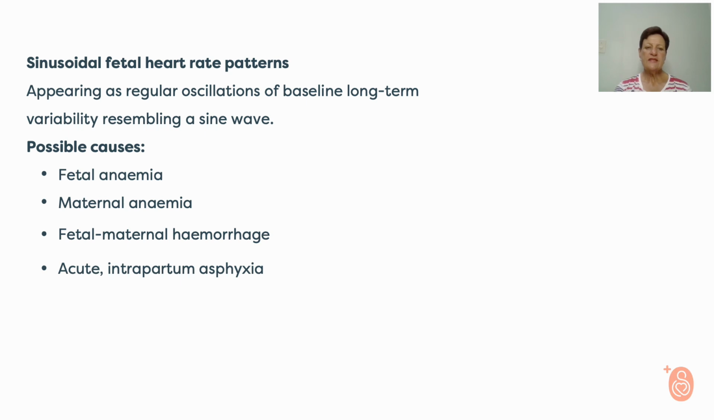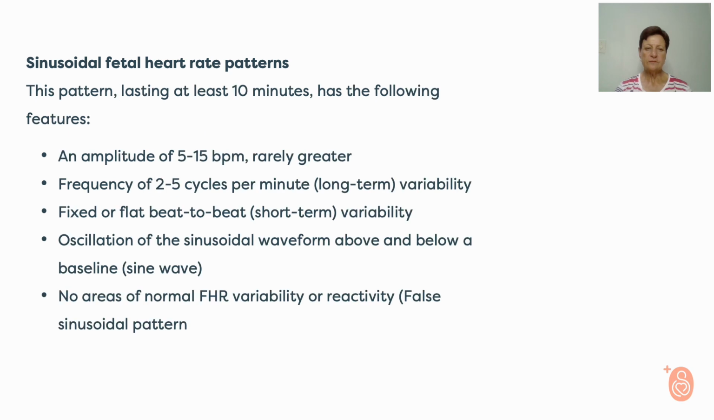In the case of serious maternal anemia, and placenta abruptio might often be one of the reasons for that, or where there's some other reason for a fetal-maternal hemorrhage between the placenta and the mother and the fetus, if I can call it like that. And the last possible cause for the sinusoidal pattern is an acute intrapartum asphyxia.